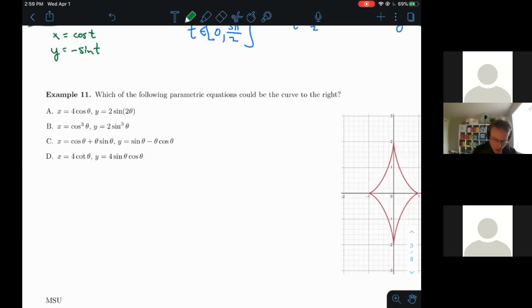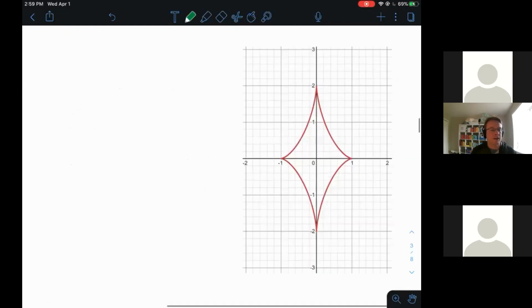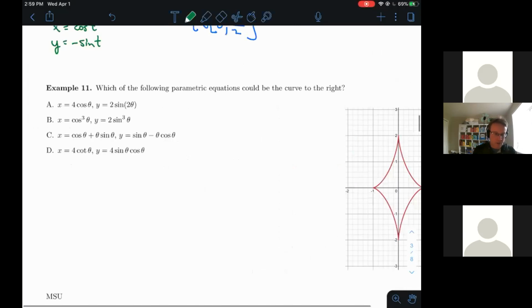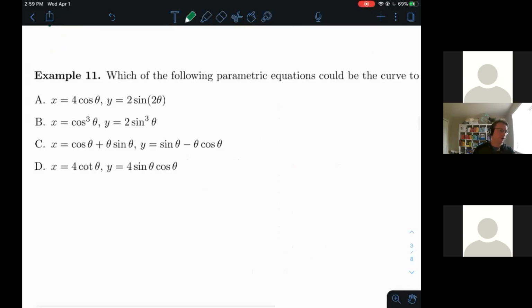Which of them could make this graph here? I've done this out on Desmos ahead of time, and I've plotted it here, and we want to see which of these could make this. My strategy for this type of problem is to just start plugging in different values for my parameter. In this case, my parameter is theta.